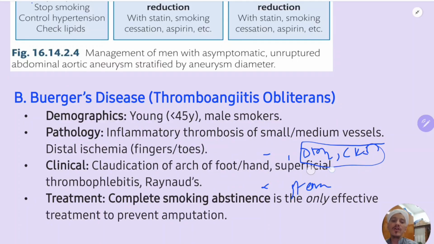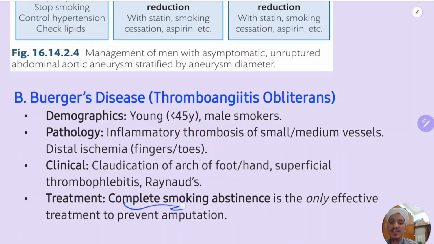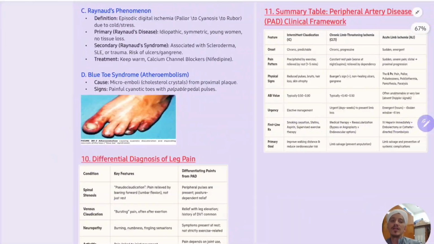So what is the treatment? No treatment is there except quitting smoking. Complete smoking abstinence is the only effective treatment to prevent amputation. This does not occur in all patients, but there is some genetic predisposition in this. Okay, that's why these young patients who smoke will develop this kind of thing. So distally, the foot and the palms are involved, toes and fingers are involved. Raynaud's phenomenon can be there in these patients, young, less than 45 years of age.